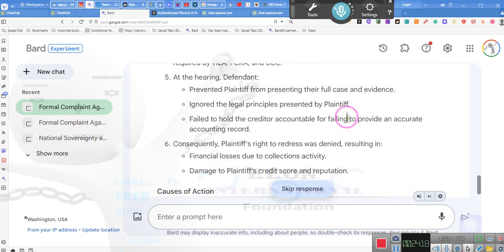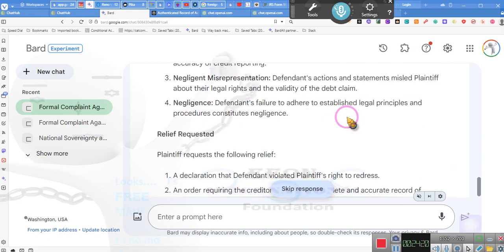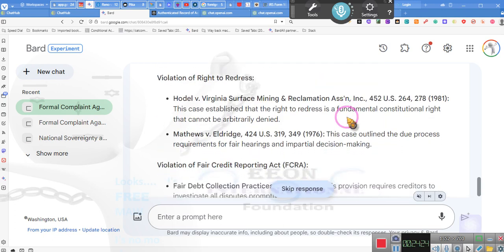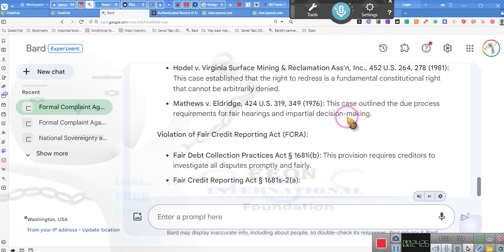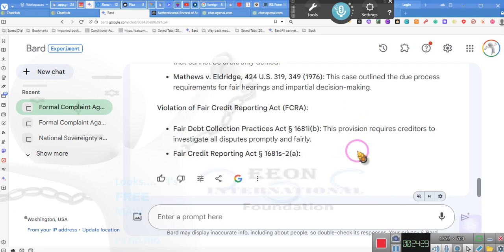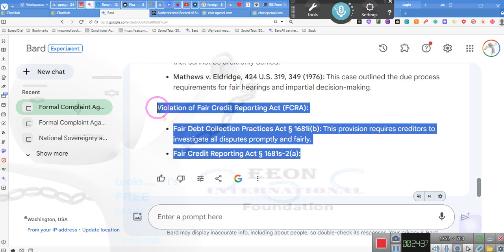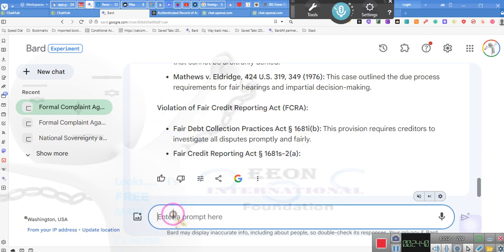So now the fact that he's relying on the law, we don't really need the court's case law because that junk ain't worth nothing. So he provided two cases only. And you see how he stopped? Now, he stopped right here, violation of the Fair Credit Reporting Act. Now, watch what I do. You're going to have to do the same thing. I had to do this with ChatGPT when it first started.